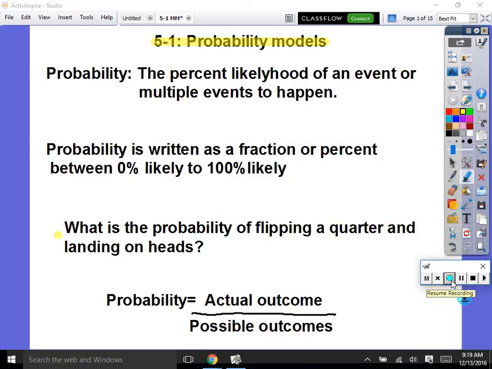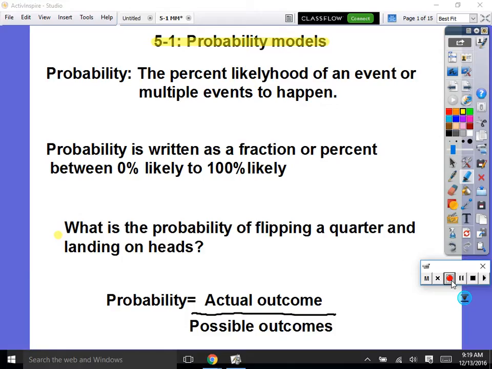So, probability is the percent likelihood of an event or multiple events to happen. Probability, once again, is just the likelihood of an event to happen. You know, how likely is this to happen? How likely is that to happen? Does everybody get what probability is?